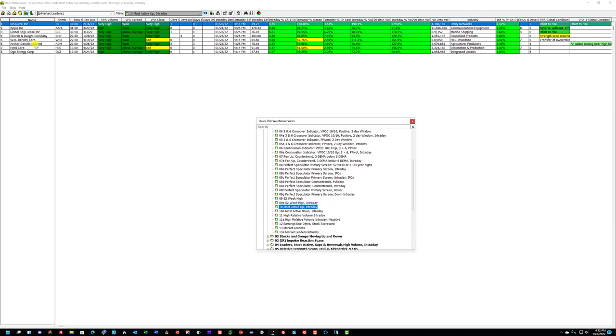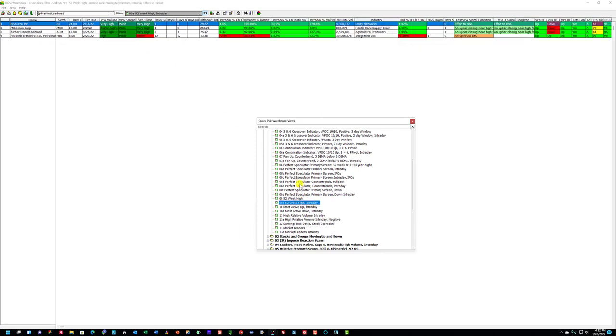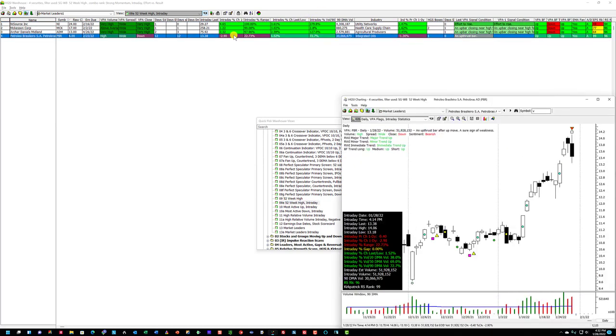Most active up, you're going to get pretty much the same list here. 52-week high. 52-week high intraday. This one hit a 52-week high in reverse. Interesting. So when you scan for 52-week highs, don't assume they close on the 52-week high, because often you'll see this, they'll move up and then they'll reverse, but it still counts as a 52-week high.